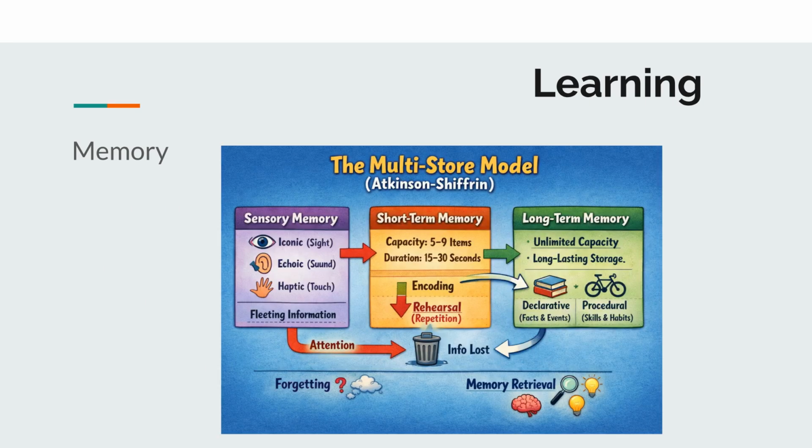This flowchart visually represents the multi-store model. Information flows from sensory memory to short-term memory with attention, and then to long-term memory through rehearsal. Or it is lost to forgetting.